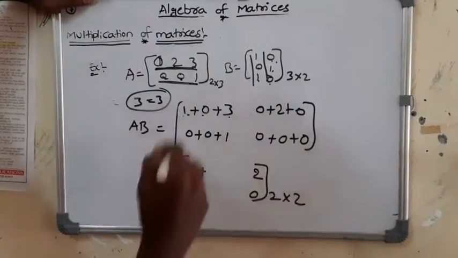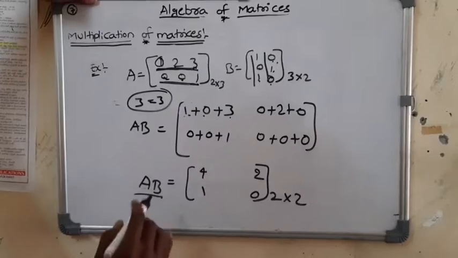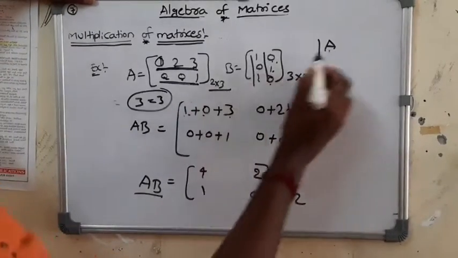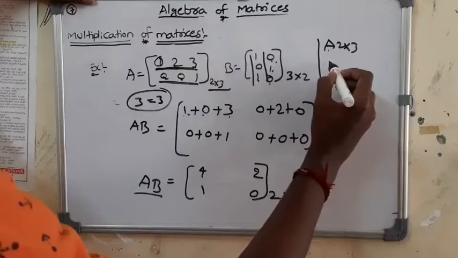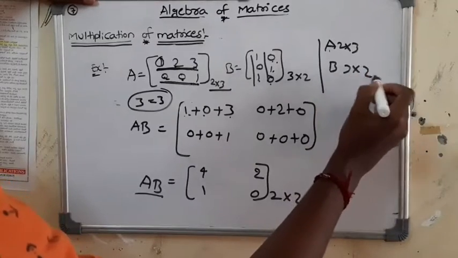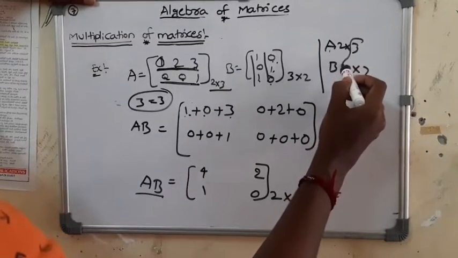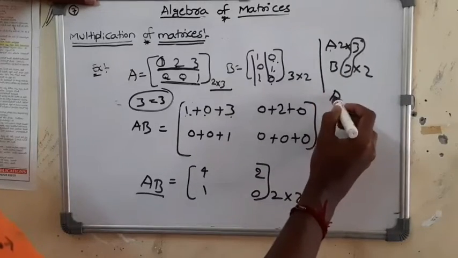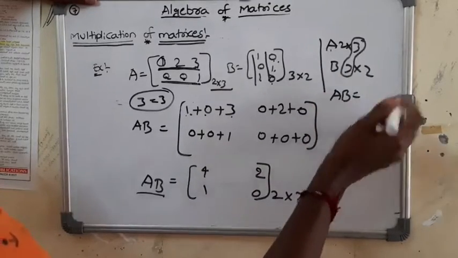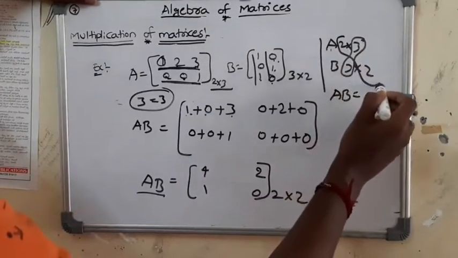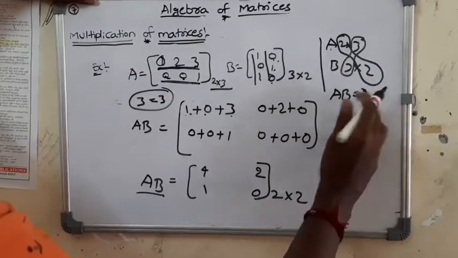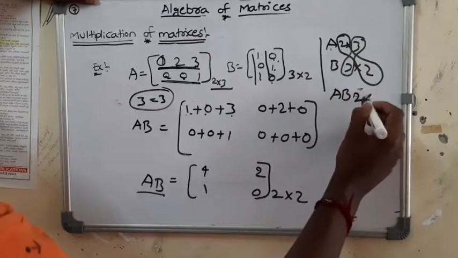Now, even without calculating this, we can guess the order of AB. Here A is of order 2 by 3 and B is of order 3 by 2. Here the number of columns in A and the number of rows in B are equal. So we can get the AB value, which is of order 2 by 2. So AB is a matrix of order 2 by 2.